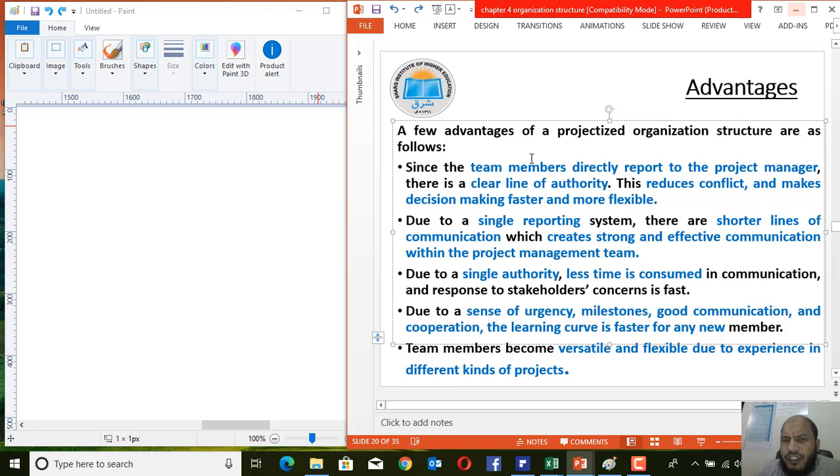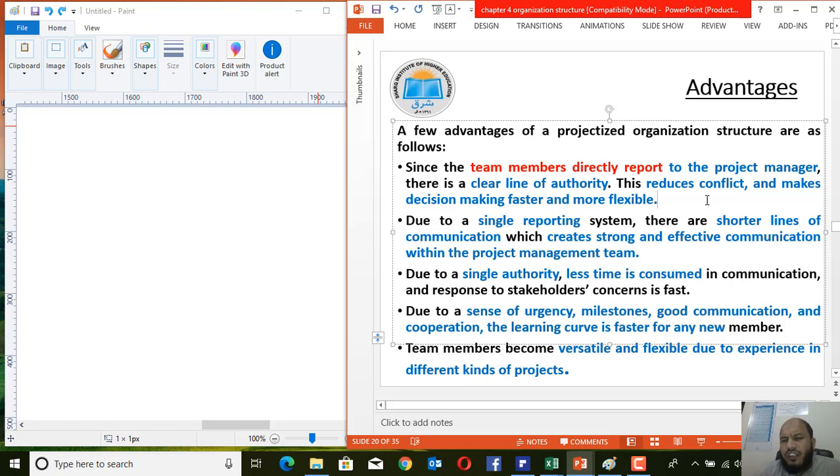For example, we may say that team members directly report to the project manager. This is one of the advantages of this structure. Second, there is a clear line of authority. Authority is clear over here, so each and every employee knows to whom they are responsible. They are responsible to their project manager. This structure will reduce conflict within the organization. So there is a reduction in the conflict, and there is no conflict.